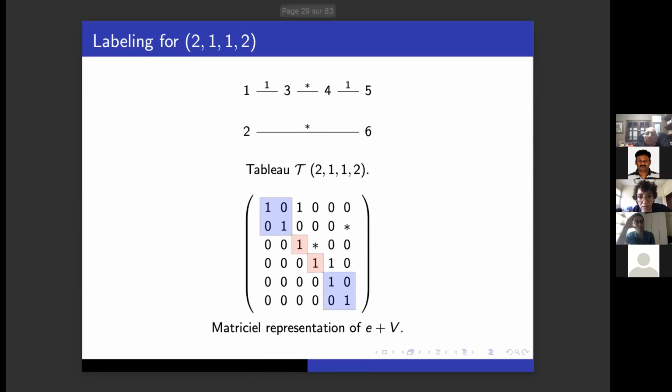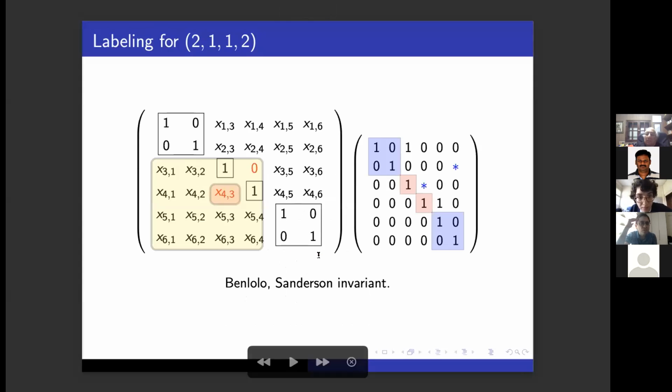Let's see what they look like in my matrix. I have each 1 and star in different columns. If I look in the big matrix, I have an invariant X43, and this X43 is represented by this blue star, while the big minor will be equal to all these big elements.